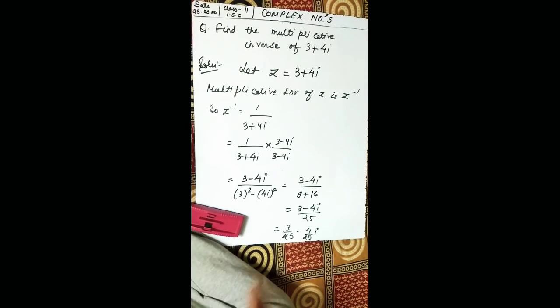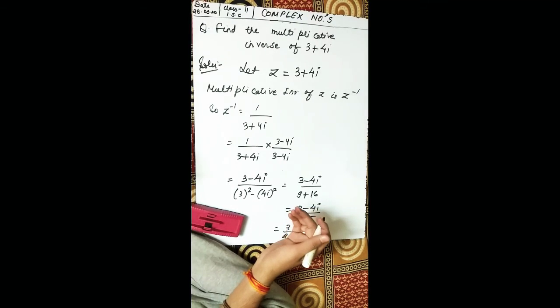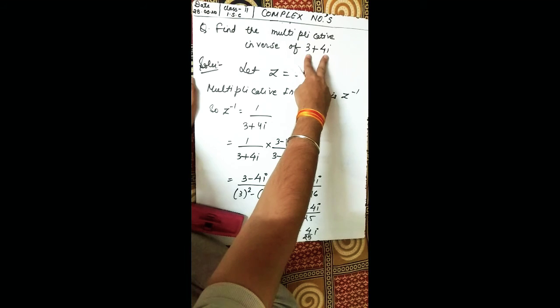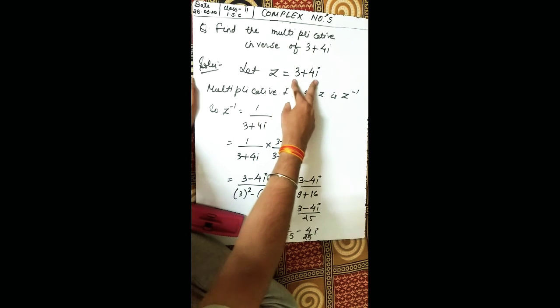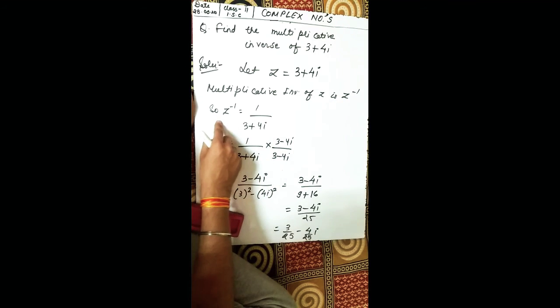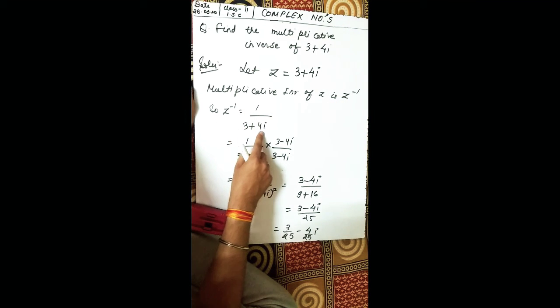Okay, let us take one more question of this multiplicative inverse. Now you have to find the multiplicative inverse of 3 plus 4i. So z is equal to 3 plus 4i. Multiplicative inverse of z is what? Z inverse, that is 1 upon 3 plus 4i.